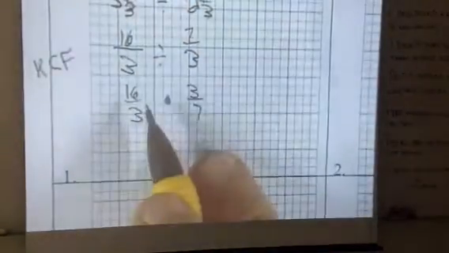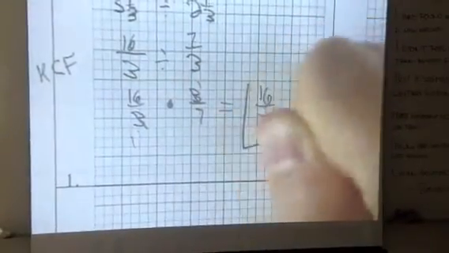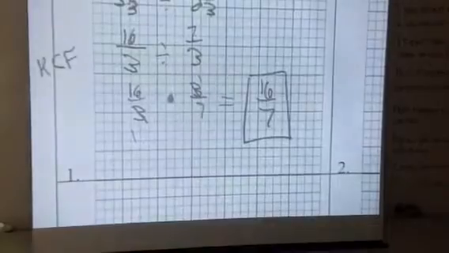Here we can cross simplify these 3's or cross reduce these 3's. Then all I've got left is 16. These both become 1's. So 16 times 1 is 16. 1 times 7 is 7. Alright, so that is number 1. We're going to do 1 through 6 if we have time.